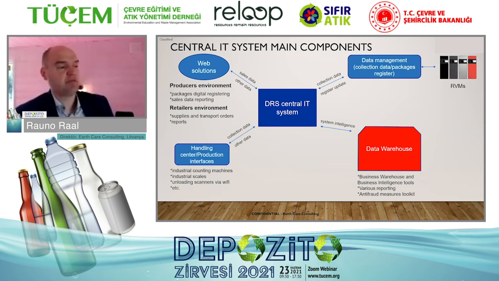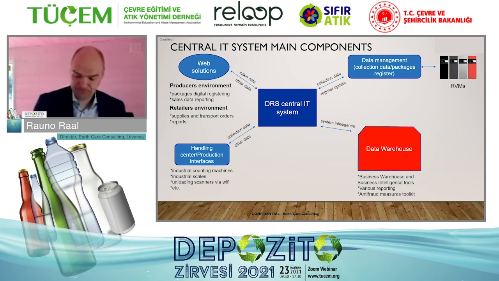And then if we talk about this massive data collected, we definitely have the data warehouse linked to the system, which on one hand is a massive business warehouse, but it also has the business intelligence tools linked to it for reporting and anti-fraud toolkits, as already mentioned before. So we can call this a system intelligence package, which is linked to the central IT system.